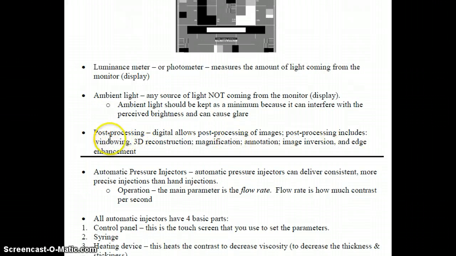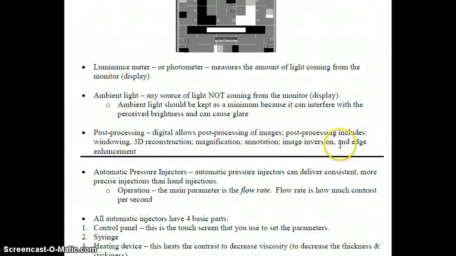And then we have post-processing. Again, this is one of the advantages of digital, is that you can manipulate the image after you have it. And so again, you can window, which we've already talked about. You can change the brightness and grayscale. You can do 3D reconstructions. You can magnify, zoom, annotate, meaning you can type on the image.